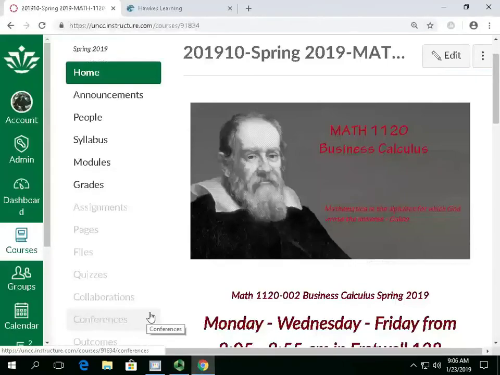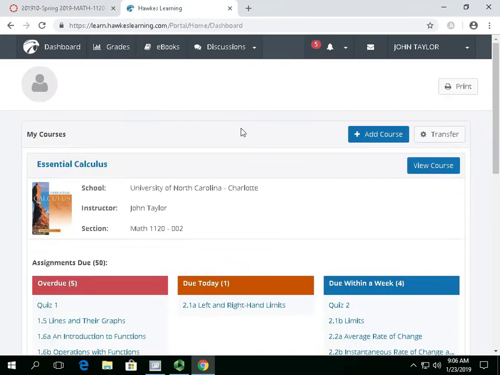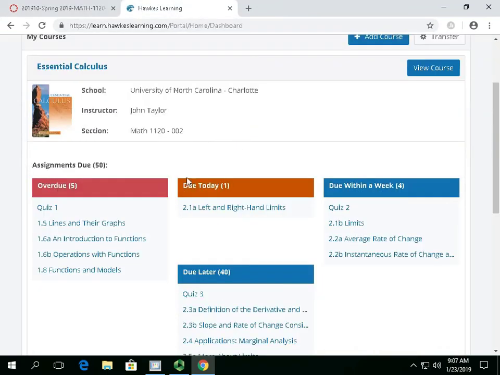All right, first things first. We've had our first big weekend and obviously Monday off. And just want to remind you of things that have been going on. So I went ahead and logged into my Hawk system, and I did push back 2.1a, which is on that left-hand, right-hand limit. So that lesson is due today.